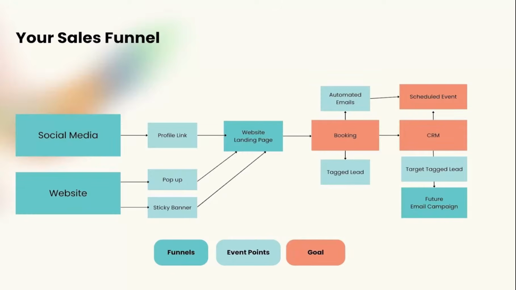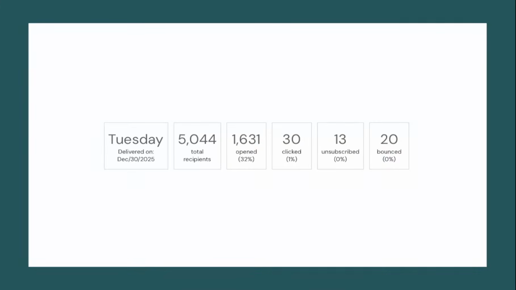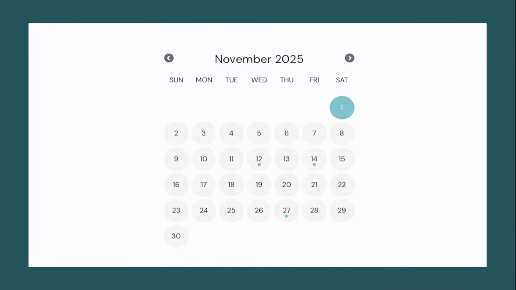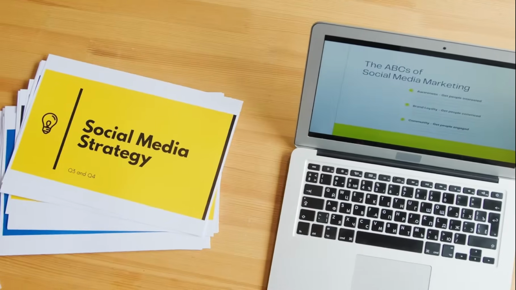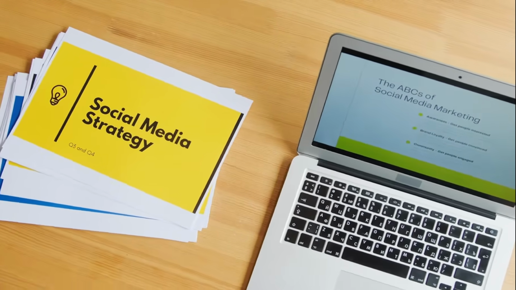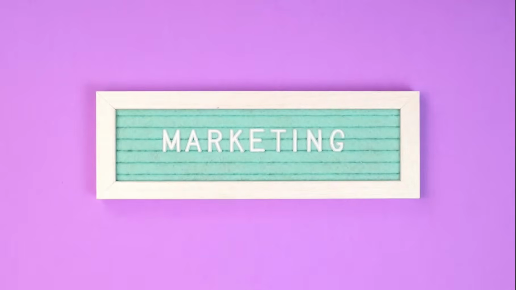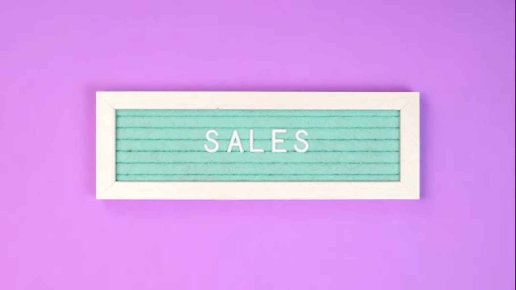The goal isn't to overwhelm people. It's to guide them. And because everything is tracked, you can see what's working. Email opens. Clicks. Bookings. You can adjust your strategy based on real data instead of guessing. That's the power of a connected system. In 2026, successful marketing isn't about chasing trends. It's about building clear pathways from attention to action, and using tools that support you instead of slowing you down.